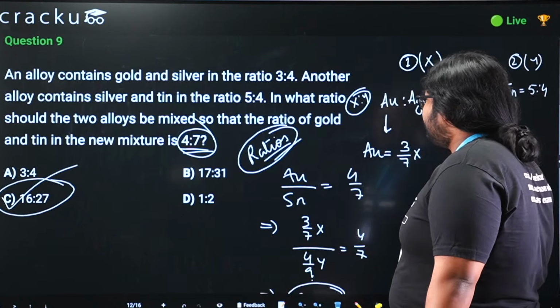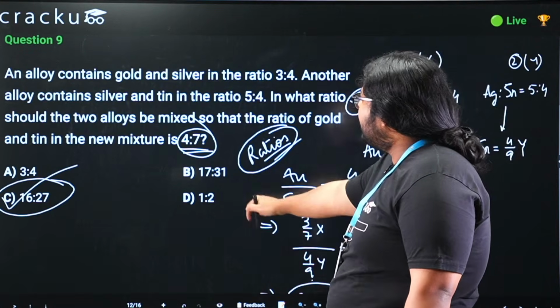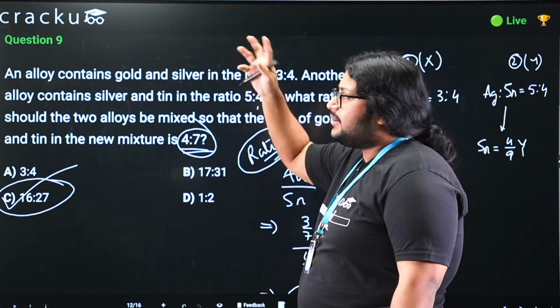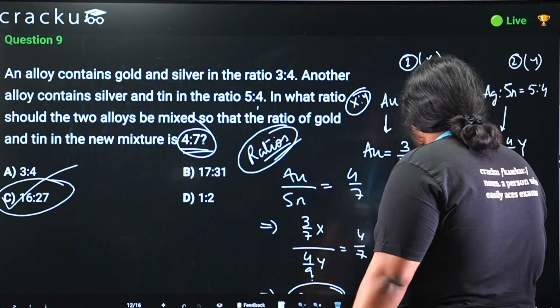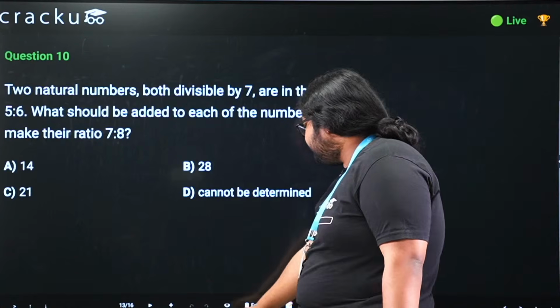So I think this will be unnecessarily complicated if I do the allegations thing, because I'll have to take a ratio and then I have to multiply these with that also, so that they are interchangeable and all. It gets messy. This is a better approach. Let's try the next question, guys.